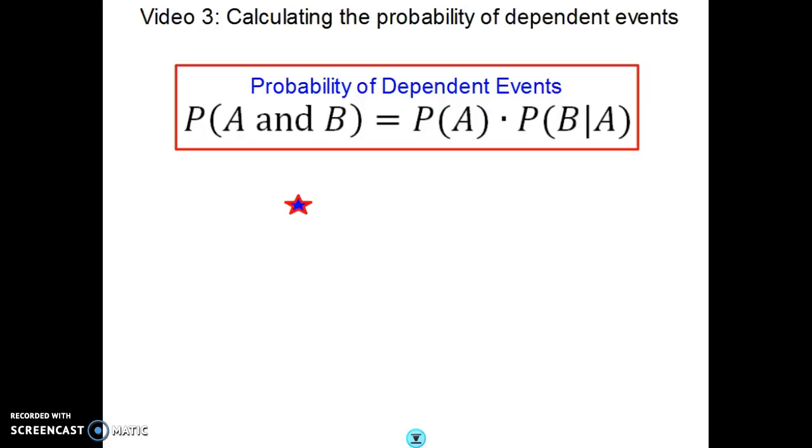In this video, we'll be looking at calculating the probabilities of dependent events rather than independent. We have a similar formula for this one, which just says the probability of event A happening and event B happening is equal to the probability of event A happening times the probability of event B given event A. Now I'll say that again, this last part is read as the probability of B given A. And what that means is, what are the chances that B happens if we already know that A has happened?